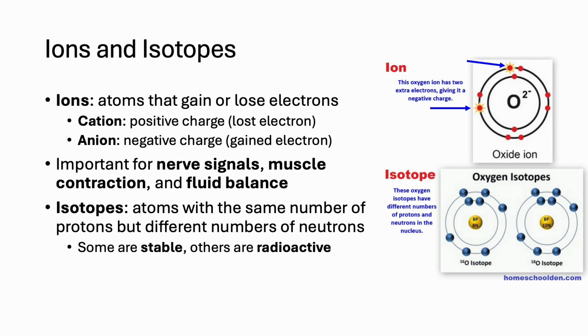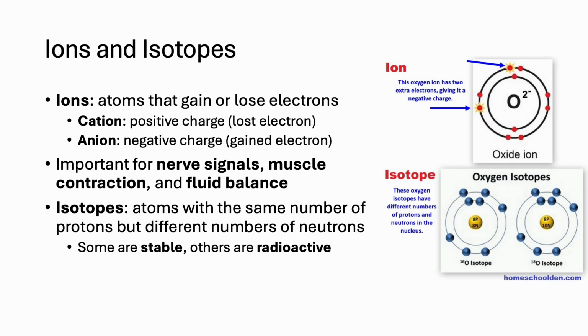When atoms gain or lose electrons, they become ions. A cation has a positive charge due to losing electrons, while an anion has a negative charge from gaining them. These charged atoms are essential in physiology. Ions like sodium, potassium, and calcium play major roles in nerve impulses, muscle contraction, and maintaining hydration.